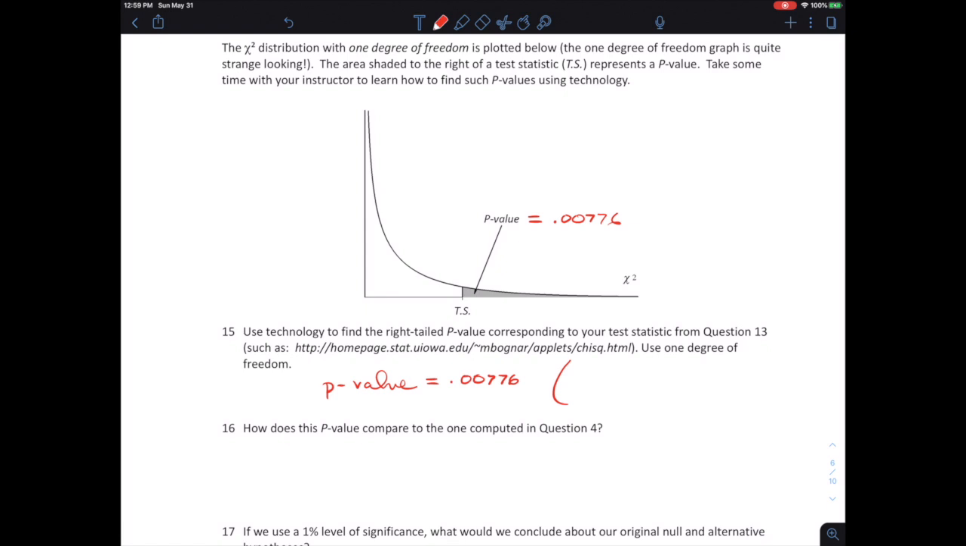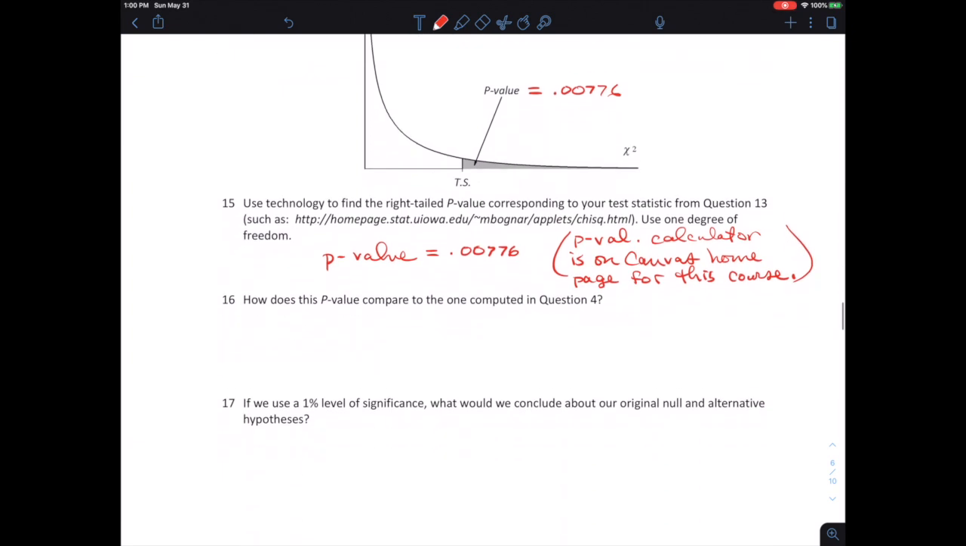Let's just make a note for later reference that the p-value calculator is on the Canvas homepage for this course. And so you can jump in there.